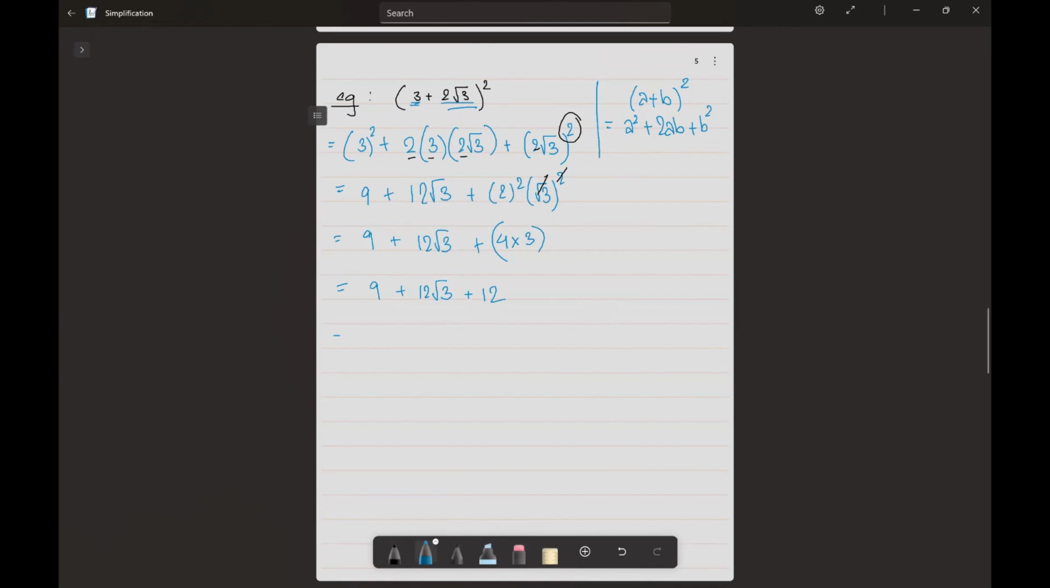So what are the numbers? 9 and 12 are the numbers. This 12 root 3 is the surd. So we add up the numbers. 9 plus 12 is going to give us, from our calculators, 21. And then from here we will have 12 root 3.